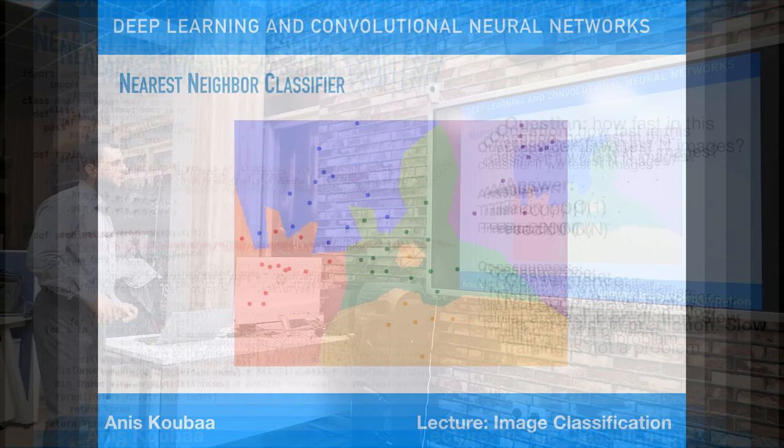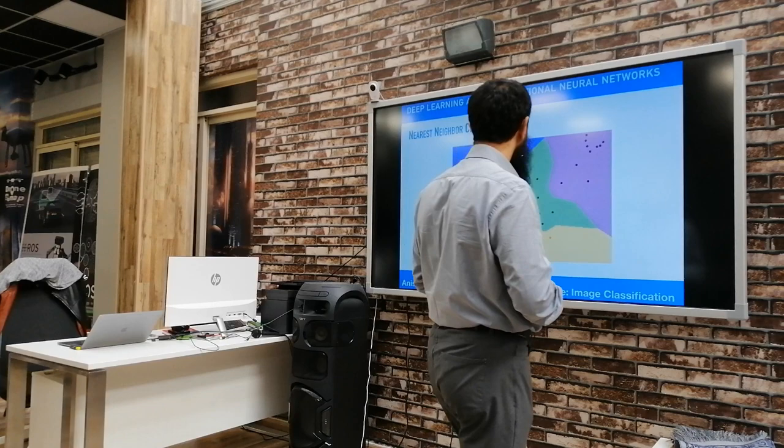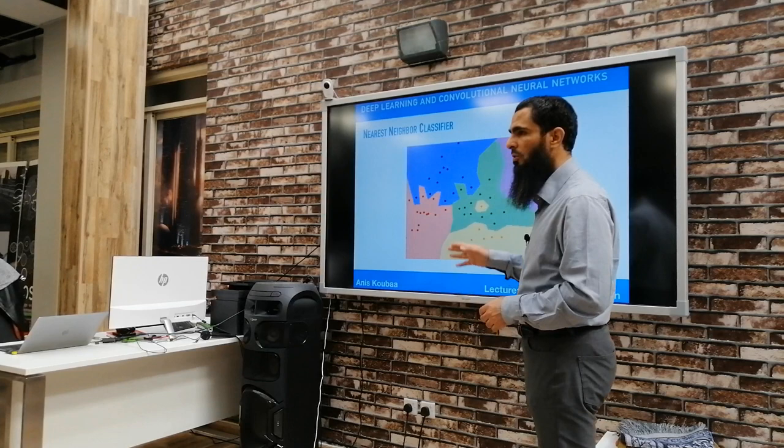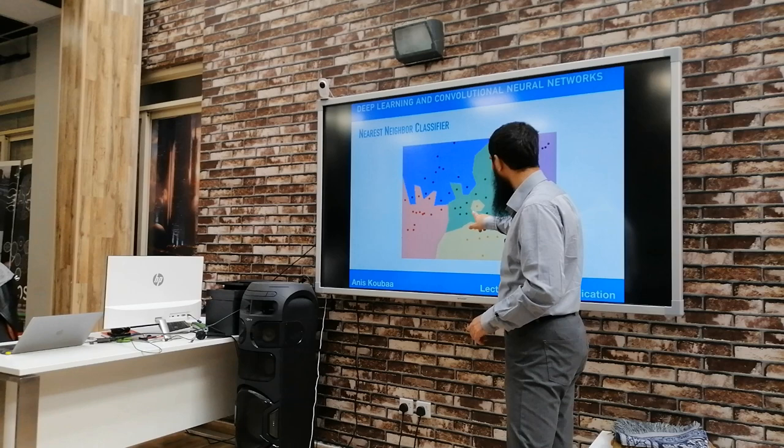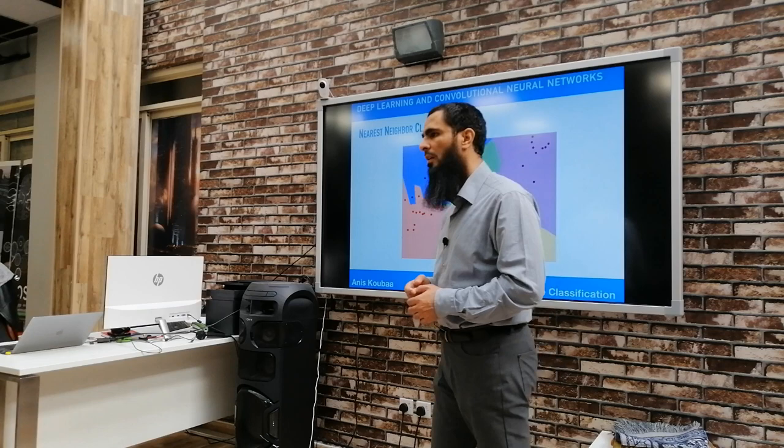So the nearest neighbor classifier is a classifier that allows us to find the boundary of the different points. Okay, so here it is supervised learning. You can see here we have a problem that this point is inside the green, because there are some hyperparameters that will affect the result.